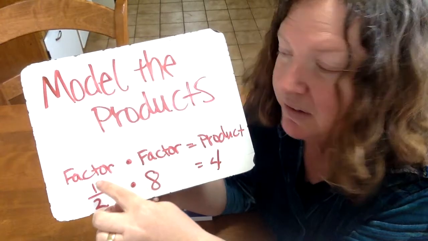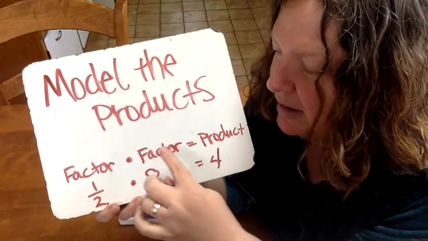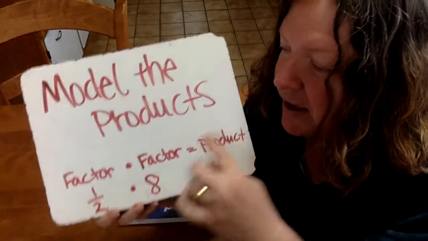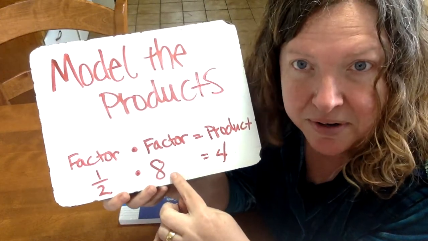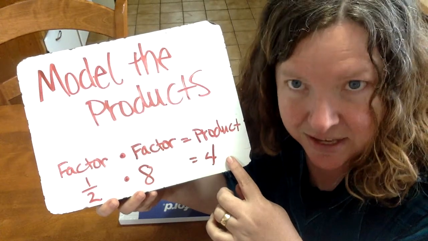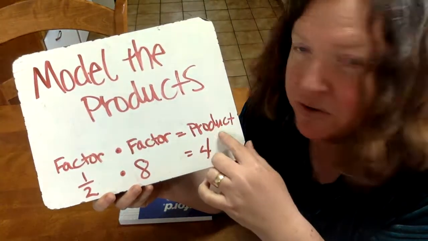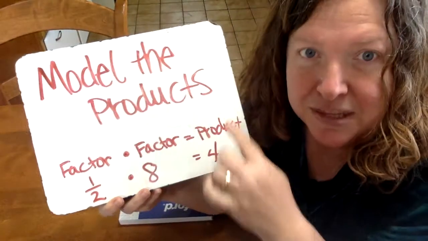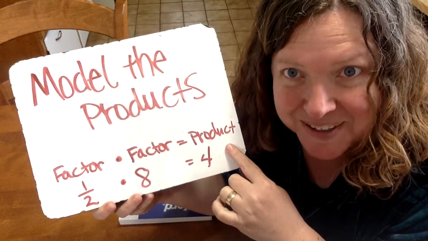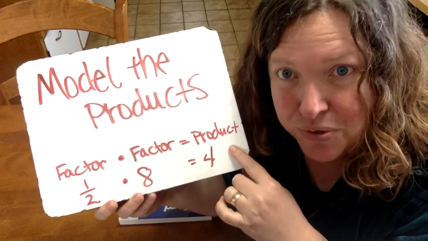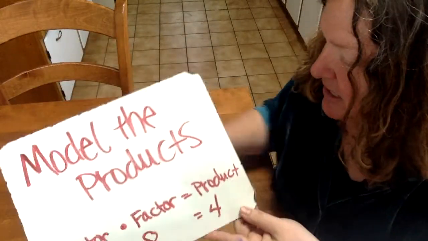We want to remind ourselves that a factor times a factor equals the product. So one number times another number equals the answer. And so the answer is the product. So when we're modeling the products, we're going to model the factors to show the product. So please do pause the video and collect some materials.